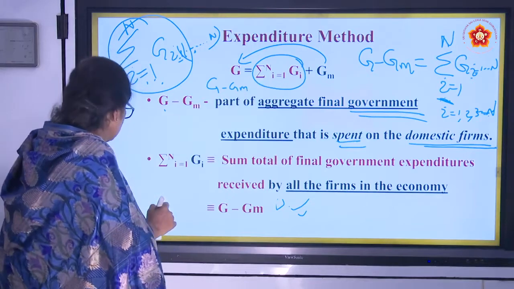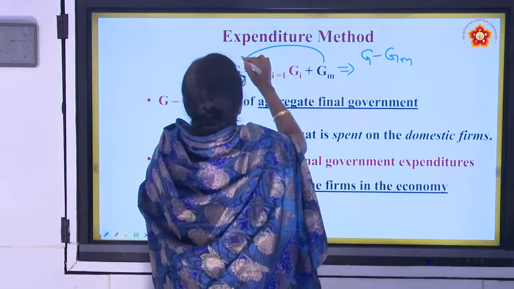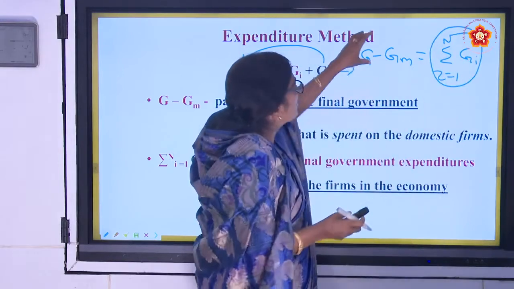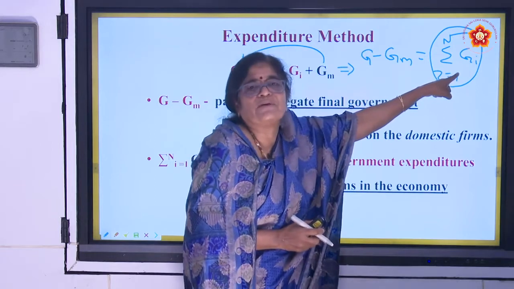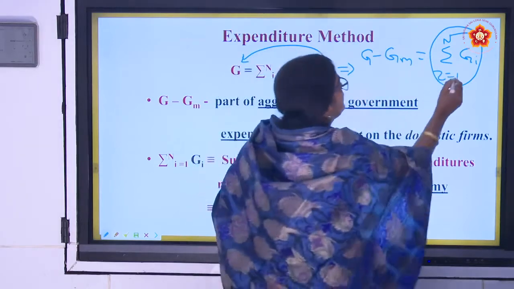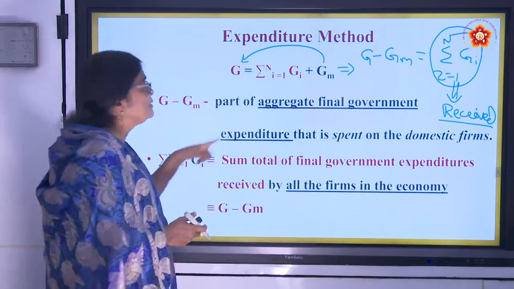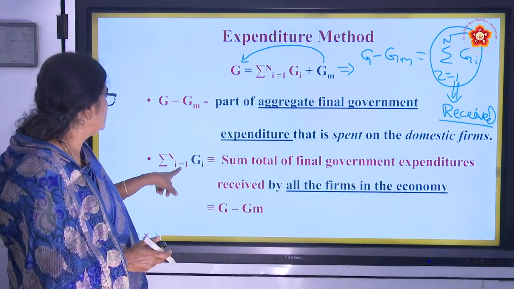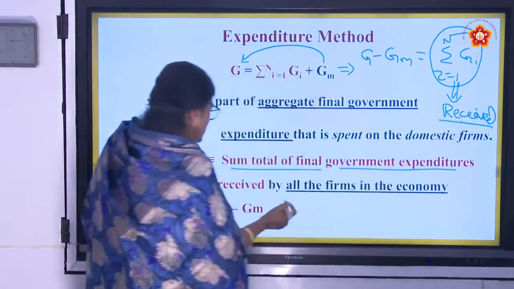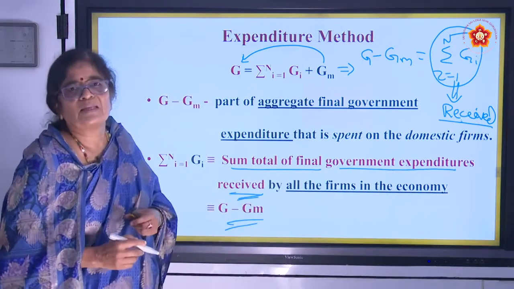Summation of n, I will explain it again. Therefore, G minus GM, where you have taken GM to this side, will give us the summation of i equals 1 to n of GI. This is nothing but the part of the government's total expenditure spent on domestic firms. Therefore, whatever expenditure is spent on domestic firms is received by the domestic firms as income. That is what we are writing here. The same formula, the summation of i equals 1 to n of GI, is the sum total of final government expenditure received by all the firms in the economy, and it is equal to G minus GM. I hope you understood.